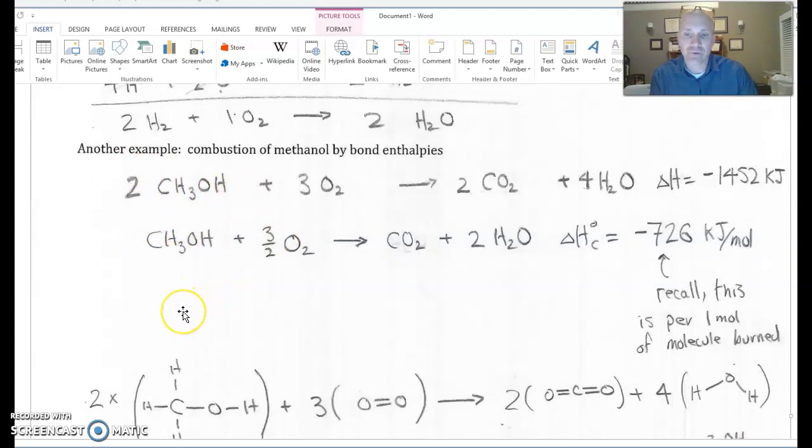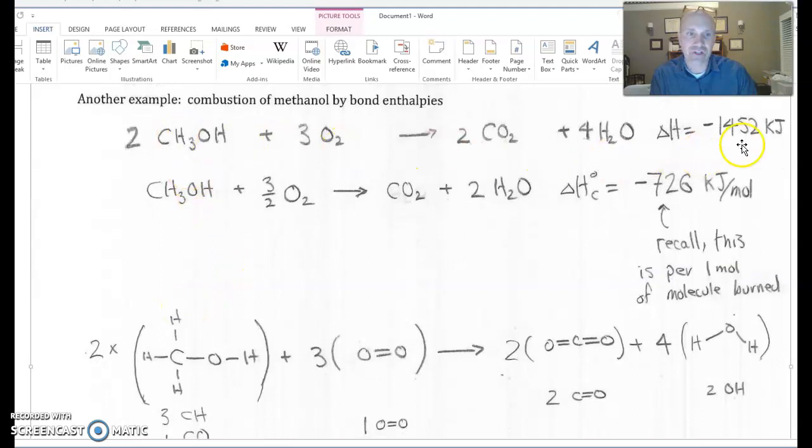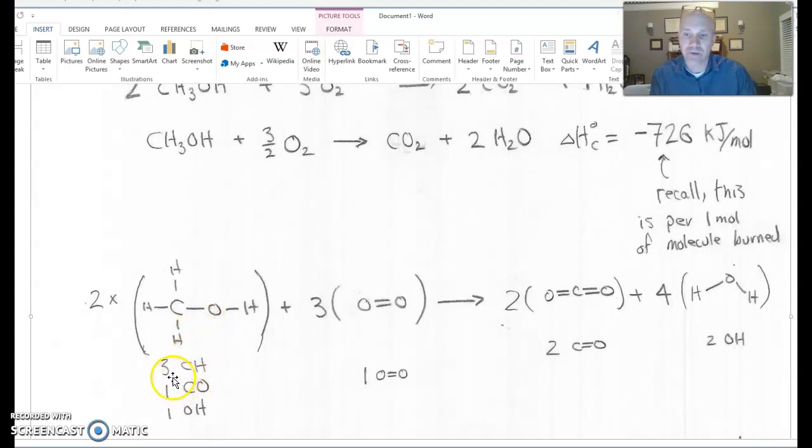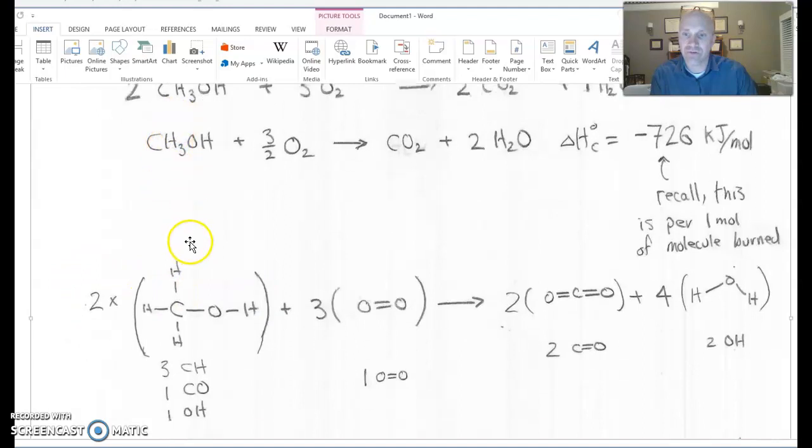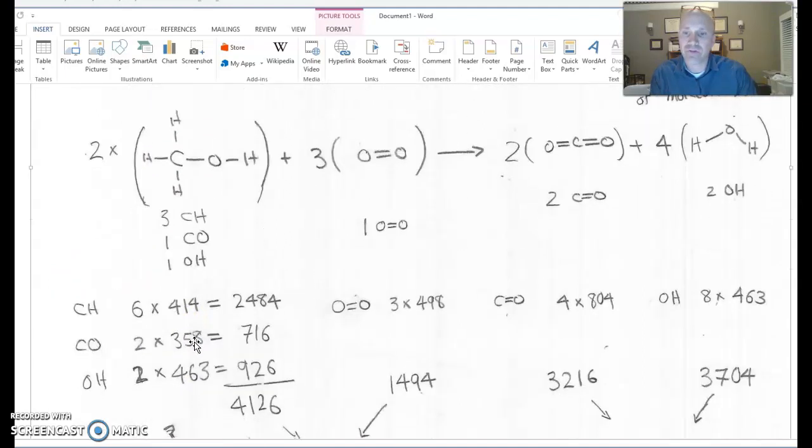So let's do it with bond enthalpies. If I take this reaction right here and I represent it just with Lewis structures so that I can see the actual types of bonds that are in those molecules, we can see that in this molecule right here, we have 3 CH bonds, we have 1 carbon-oxygen bond, and we've got 1 OH bond. But the thing is, we have 2 of these molecules right here. So when we add up all of those, since we've got 2 of these molecules and we've got 3 CH bonds, that's a total of 6 CH bonds that we need to break.